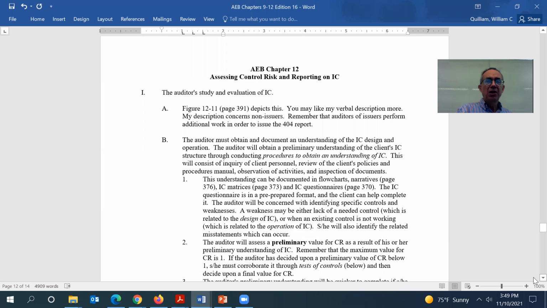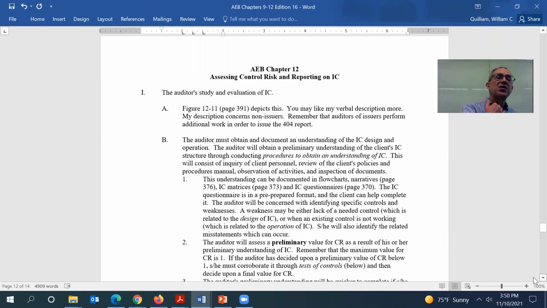Now, let's talk about how we go about studying and evaluating internal control first, and again with the objective of assessing control risk. You can glance, if you want, at figure 12-11 on page 391. It depicts this, but you may like my verbal description more. Figure 12-11 is sort of a funny flow chart. It's not a very good one, to tell you the truth.